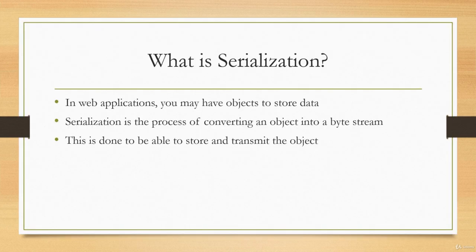So first off, what is serialization? In web applications, we typically use objects to store data. When we store data in objects, we need some way of transmitting them either into a database or across the wire to some sort of receiver. So if we're communicating between the client and the server, and the client creates an object, they need to send it off to the server. Serialization is the way that's done. We convert the object into a byte stream. That byte stream is sent off to the receiver. The receiver will receive it, and then they'll convert it back into an object.